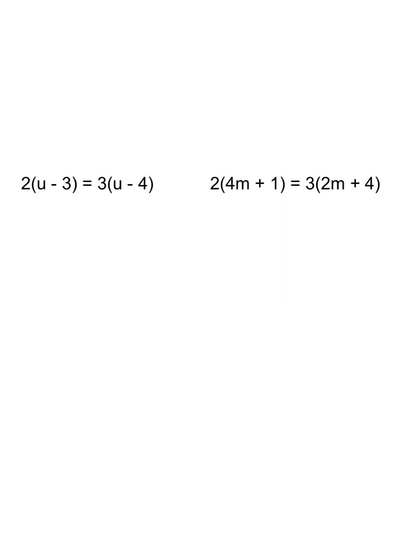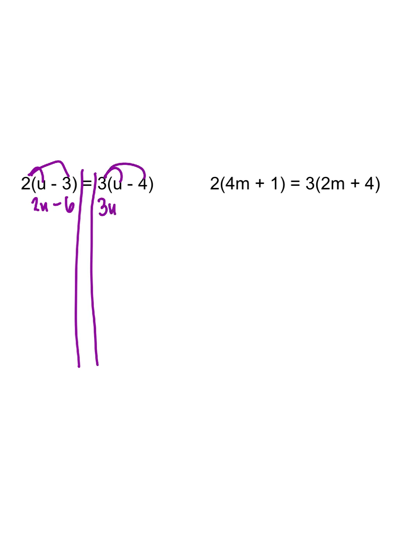A couple more of these problems. This one has distributive property on both sides. So I've got 2 times u, 2u, and 2 times negative 3, negative 6, 3 times u, 3u, and 3 times negative 4, negative 12. Again, I have one of those where I have constants on both sides and I have variables on both sides.